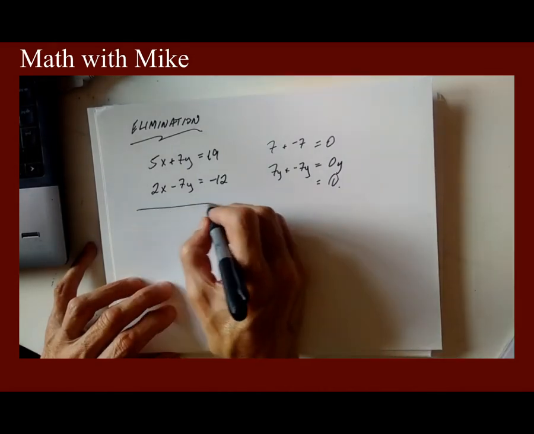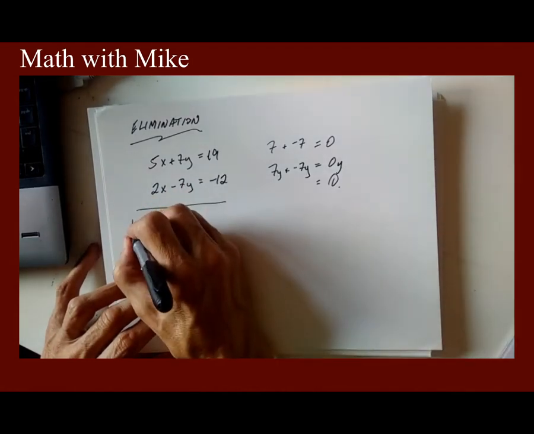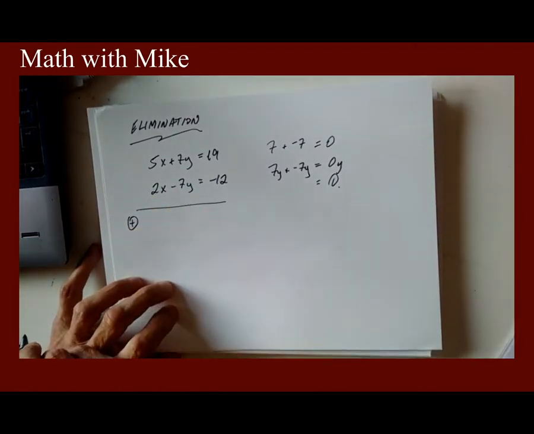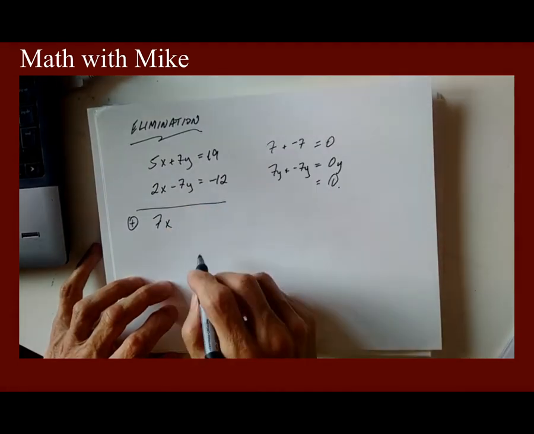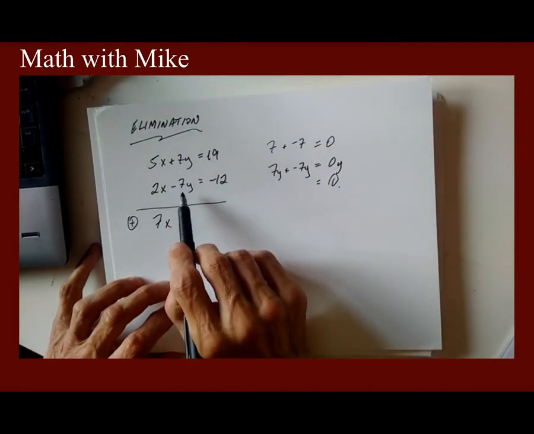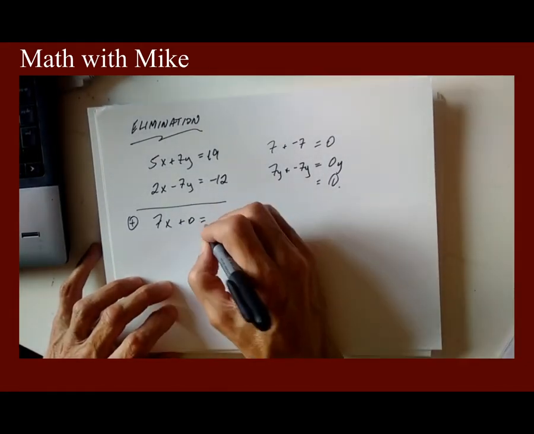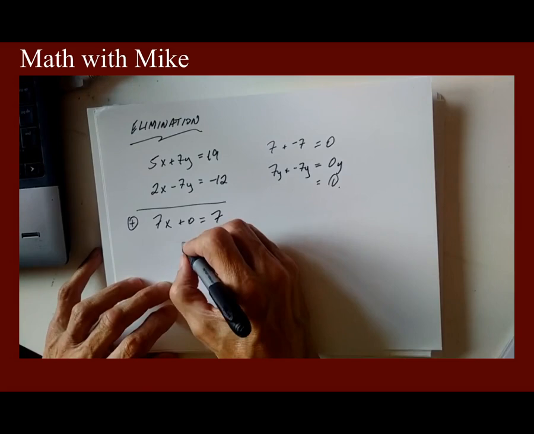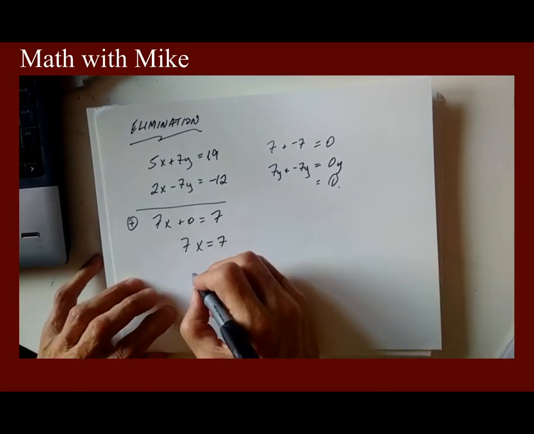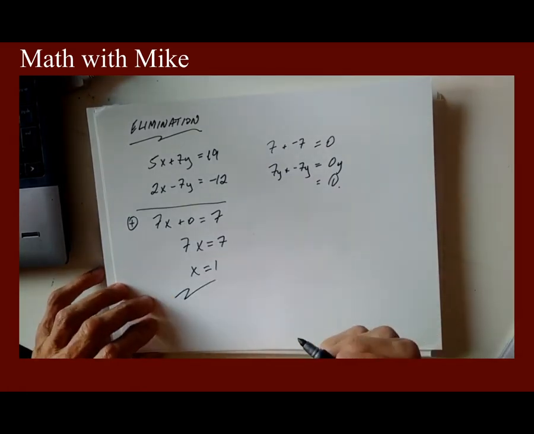So what we do, once we set up the equations looking good, one on top of another like this, in this situation, we're going to add them together. So, we do the work now. 5x plus 2x is 7x, plus 7y, subtract 7y, that's gone. Just zeros, as we showed over here. And on the right hand side, we got 19, subtract 12, which is 7. So that creates 7x is equal to 7. That creates x is equal to 1.